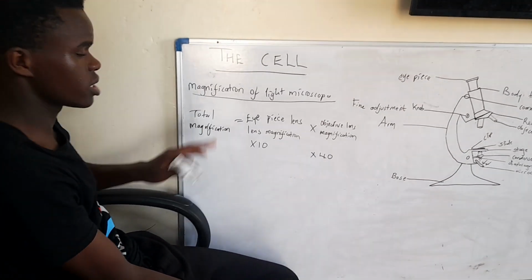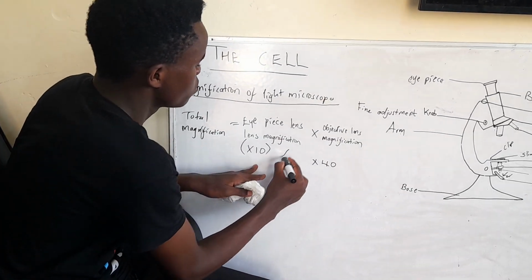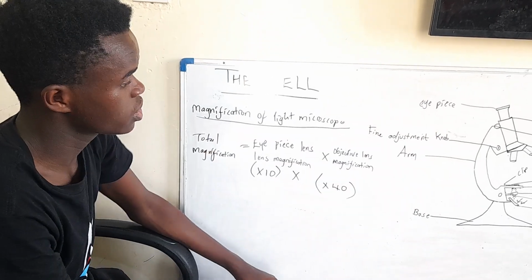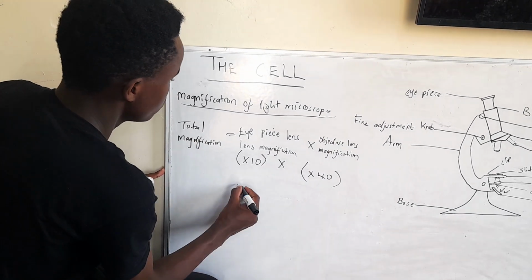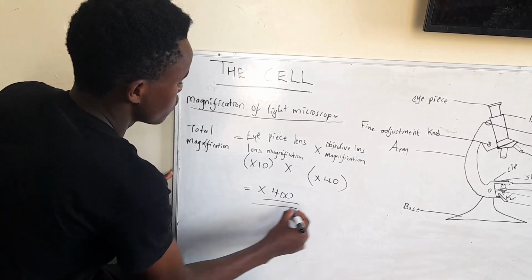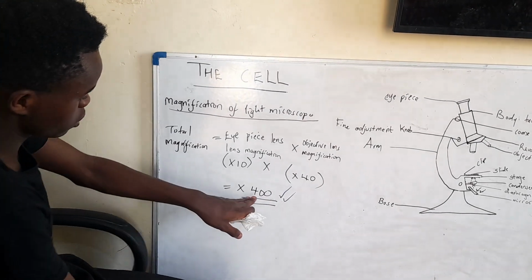So what's going to be the total magnification? You take this one here, times 10, and multiply by times 40, which is the magnification of the objective lens. Times 10 times 40 gives you times 400. So this is the total magnification.